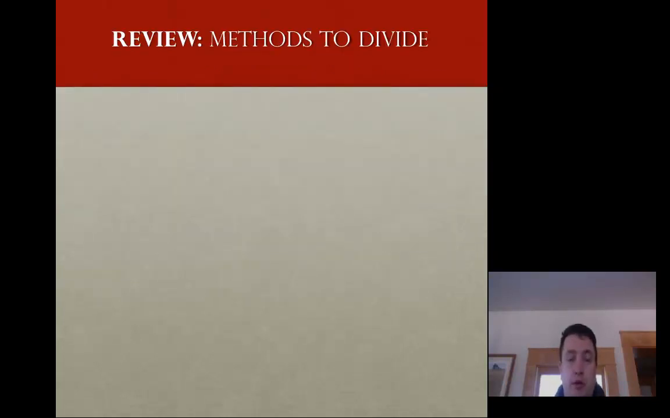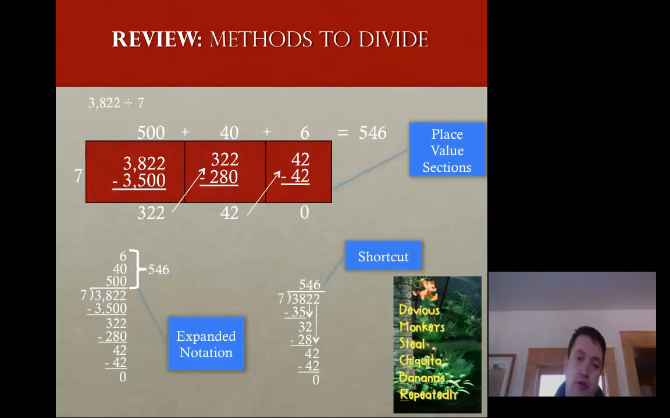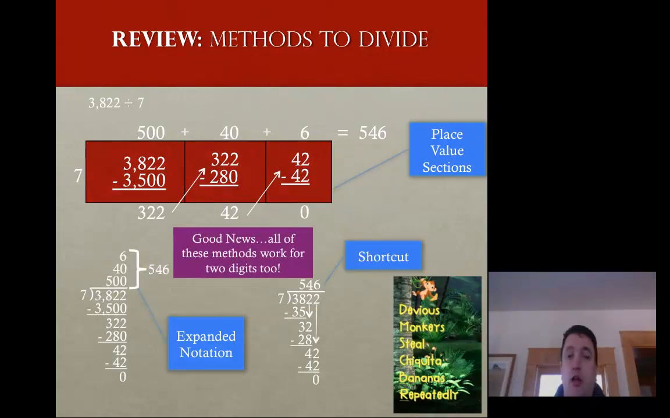So, first thing we're going to do is review the methods we've learned to divide. We're going to do that by looking at a single digit divisor because that's what we're used to seeing. So we've got 3,822 divided by 7. We could do this with place value sections, expanded notation, and the shortcut method. And the good news is all of these methods are going to work for our two-digit numbers too.